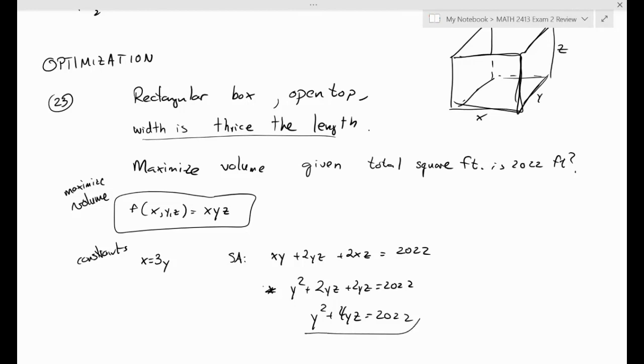Okay, so now looking at this equation, I know that I can replace x with 3y. Oh my gosh. Do you see how I messed up? X is 3y.